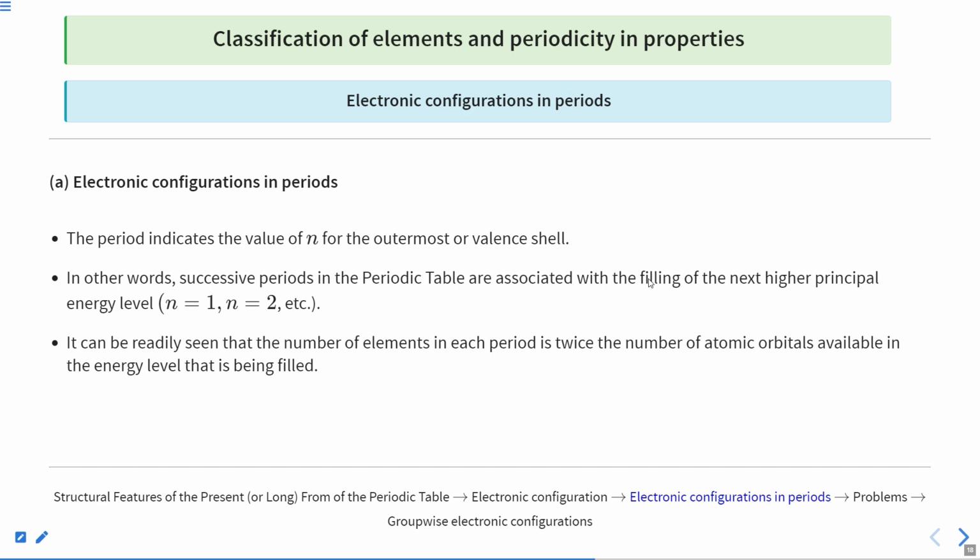So if in the s subshell we have 1 orbital, the number of electrons is 2. In the p subshell we have 3 orbitals, so the number of electrons is 6. So the number gets twice. Okay, we know that.